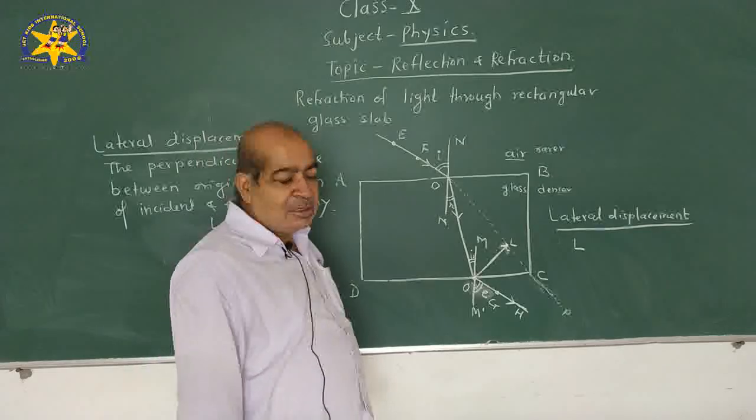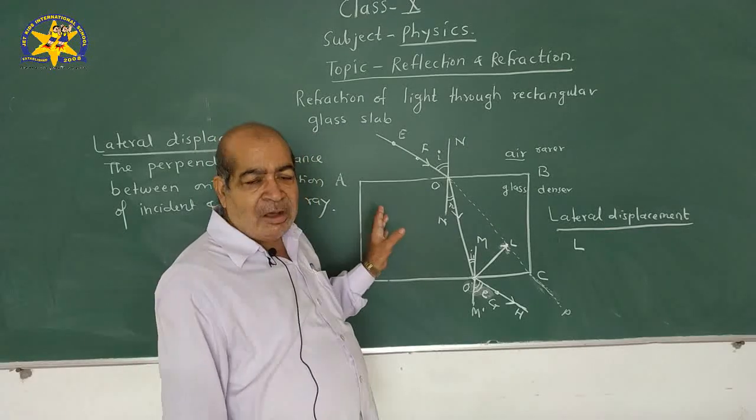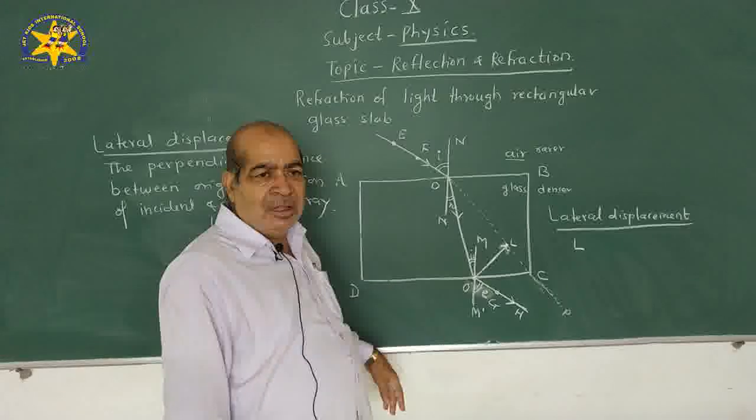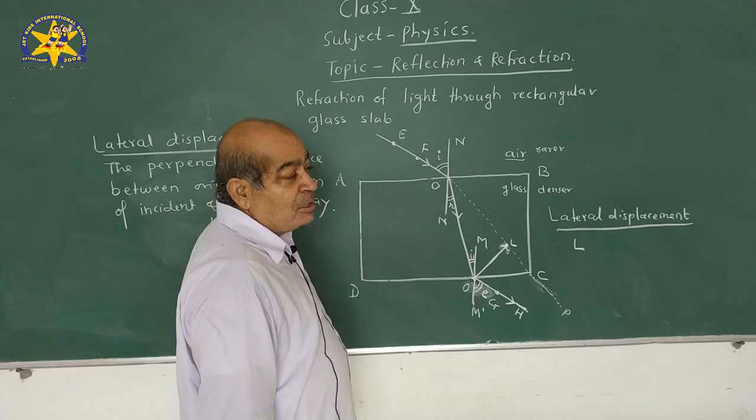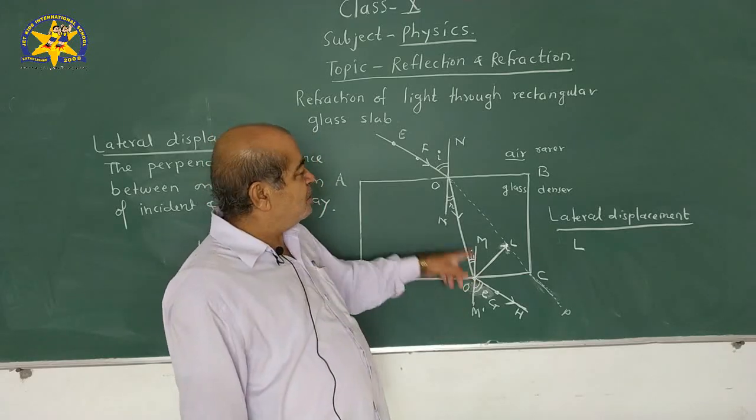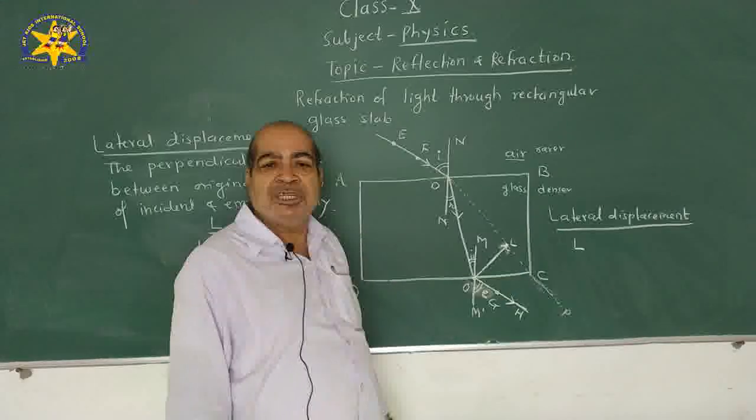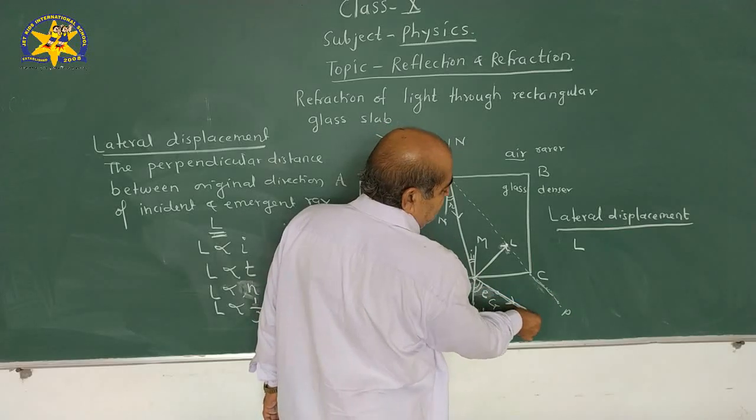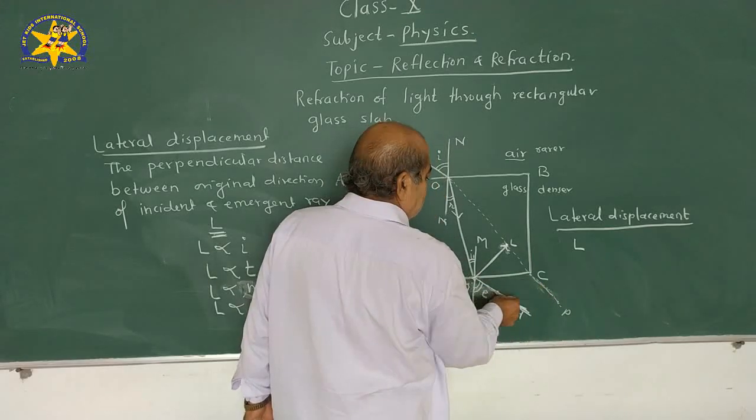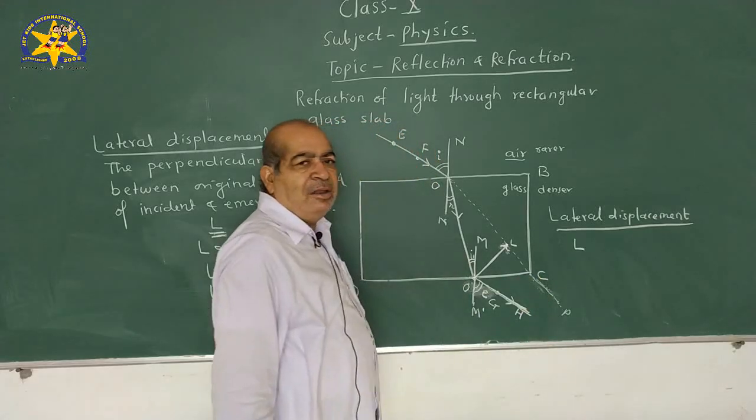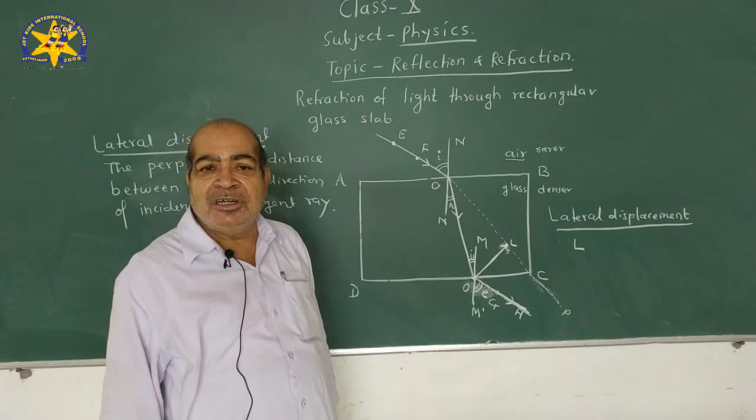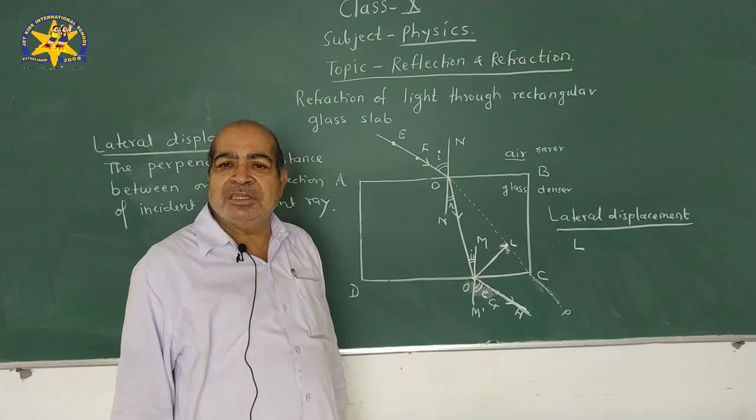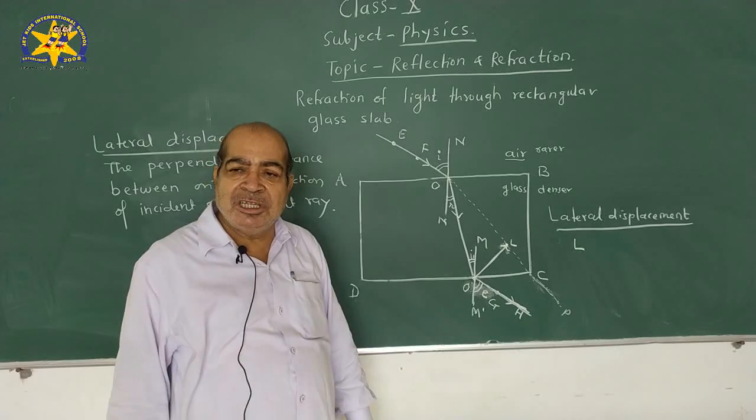If you observe the figure of the refraction of light through the rectangular glass slab, it is observed that the emergent ray is always parallel to the incident ray. So this is the incident ray and this is the emergent ray. Sometimes there is a question: why is the emergent ray always parallel to the incident ray?